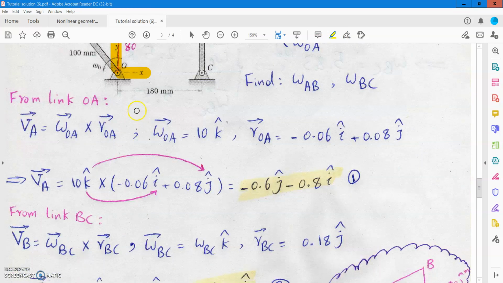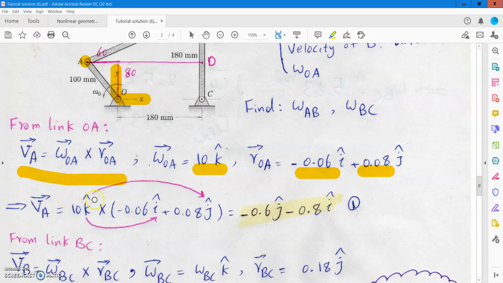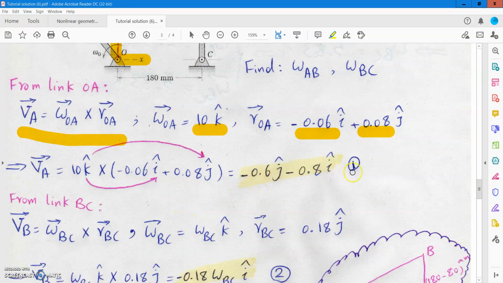So first we can write the velocity of A, which is omega OA cross ROA. In this coordinate system, you can easily find that ROA is minus 60 millimeter, or minus 0.06 I, plus 80 millimeter, or 0.08 J. So this is ROA, and omega OA according to this coordinate system is 10K. So you can substitute and find the velocity of A using a cross product calculation. This is the velocity of A.